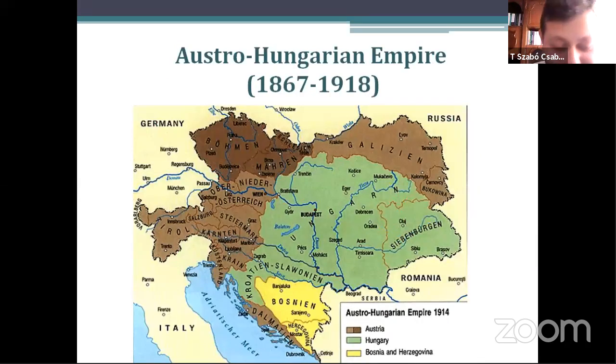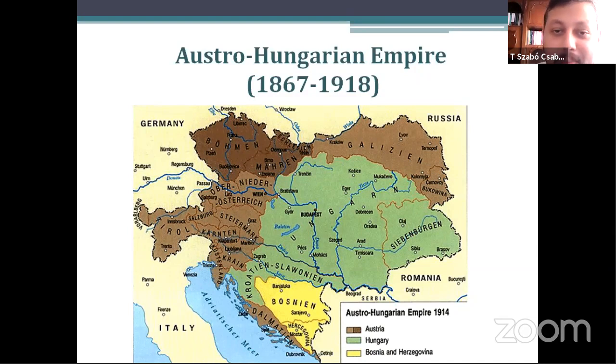The solution of the Austrian emperor and the big politics, unfortunately, was not to resolve these ethnic problems, but the solution was a coalition between Hungary, the Hungarian aristocracy, and the Austrian Empire. So between 1867 and 1918, they changed the Habsburgic Empire into a new confederation between Austria and Hungary.